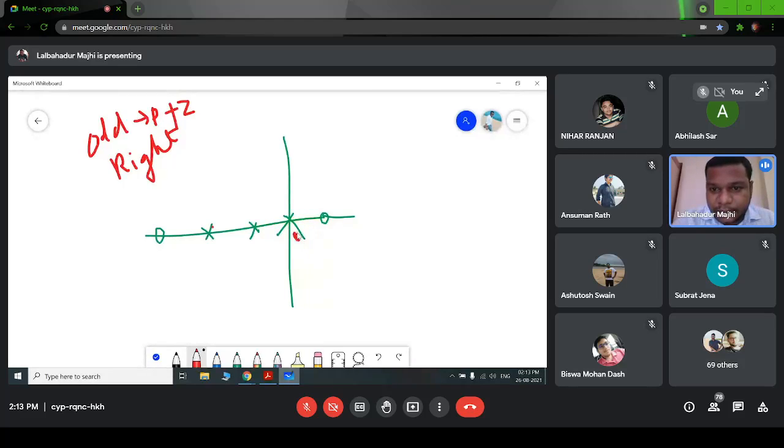This is our 0. Okay, this is 1, this is -1, this is -2, and this is -3. Okay, so we have to check which path will be on our root locus. So we have to use this right side formula.